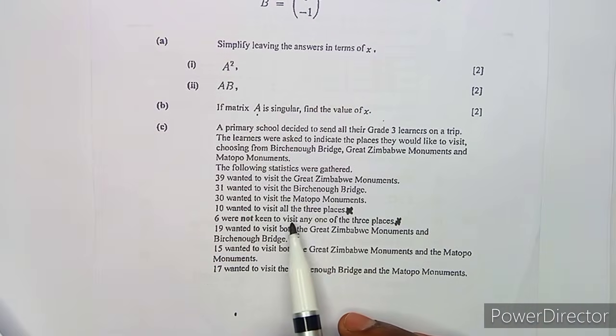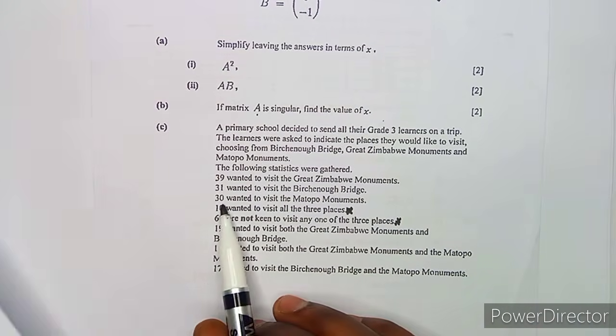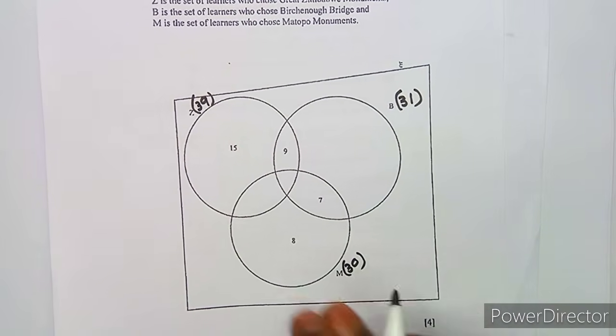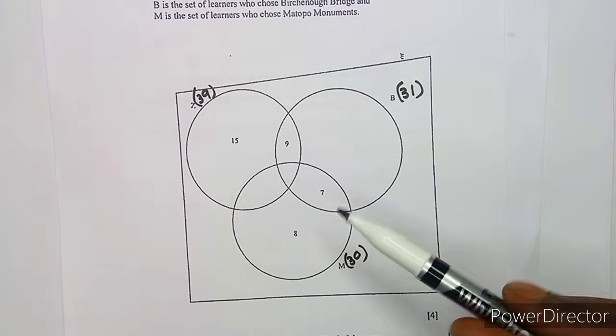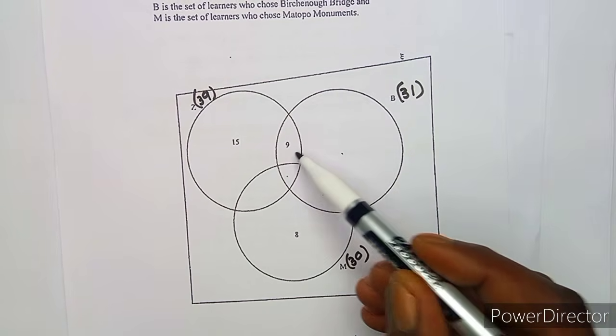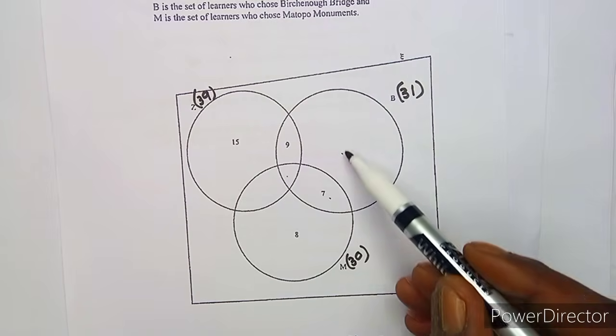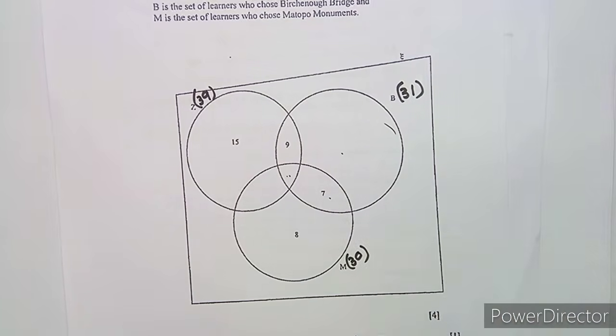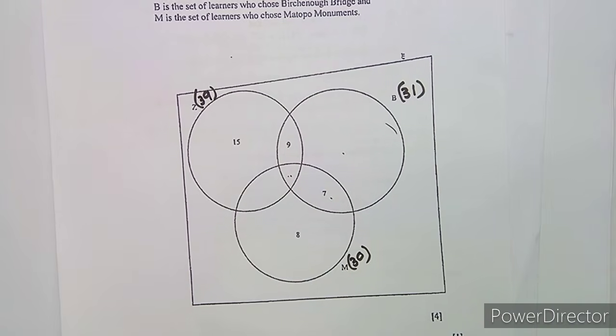Then Matopo, it has 30. All of these who are in this set is 30. So if you add this part and this part and this part and this part, they must give you 31. So it's going to be difficult for you, because you are not given this part. So you have to fill in the exact information.